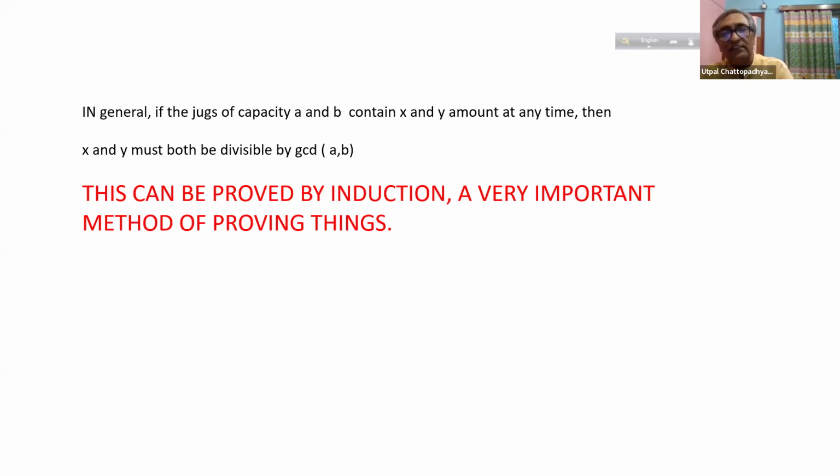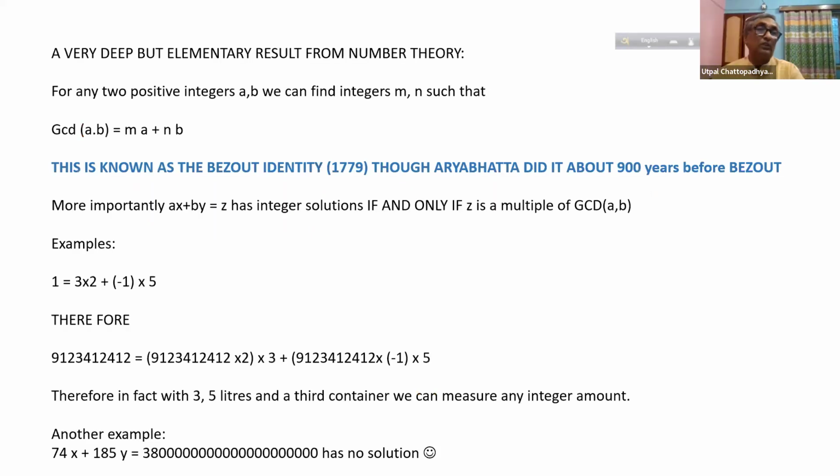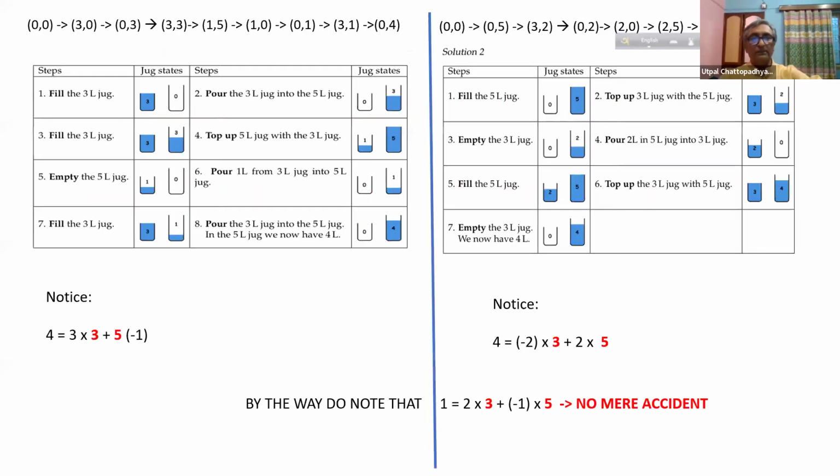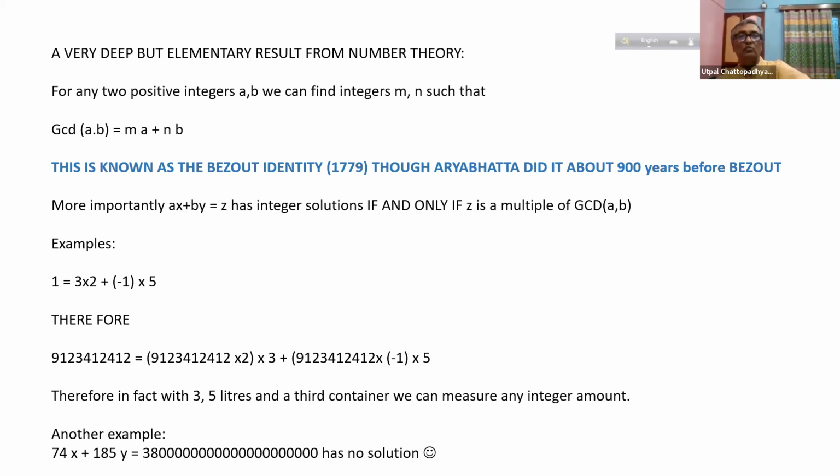With all these, I'm doing a very unfair thing because this is so new to you, but okay, one more thing. There is a very deep and elementary result from number theory. You take any two integers, 3 and 5, 24 and 19, and you make linear combinations, meaning you multiply one of them by an integer, the second one by another integer, and just add them. Then the theorem says that you can express the greatest common divisor as a linear combination of these. So for example, here 1 is the greatest common divisor of 5 and 3, and we have written that as 1 equal to 2 times 3 plus minus 1 times 5. So here m equals 2 and n equals minus 1.